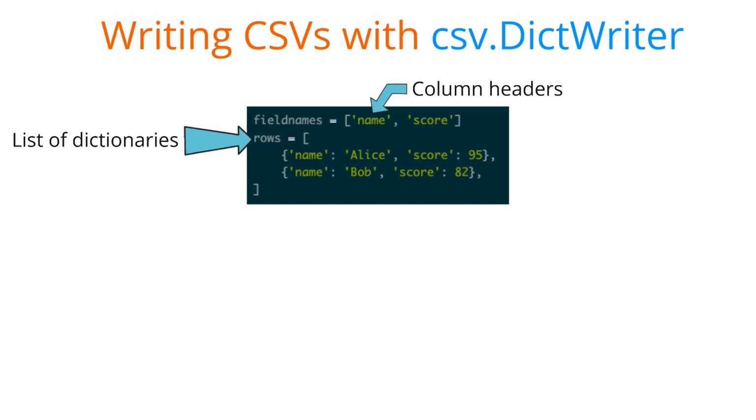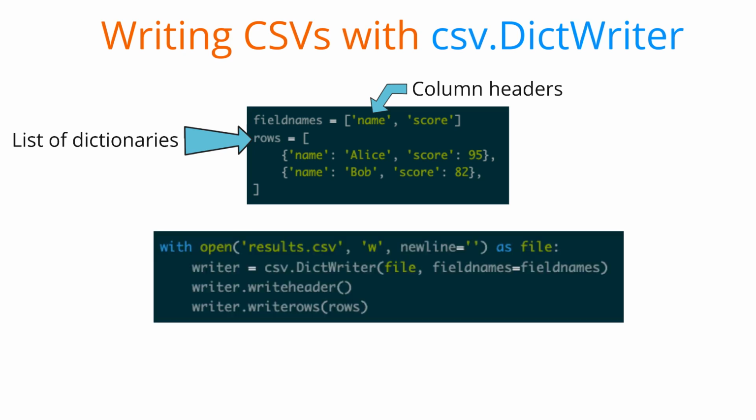This is handy when you're getting your data from a third party like an API or database export. In those cases, you might need to create a CSV file which only includes a subset of the original columns. Now that we've got our field names and data set up, we open a file in write mode just like we did with the standard CSV writer. But here's where things are a little different.